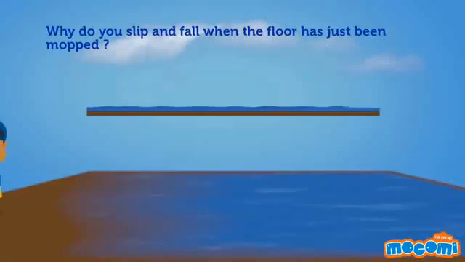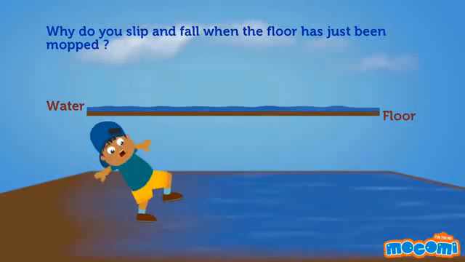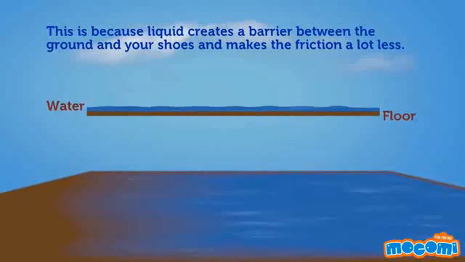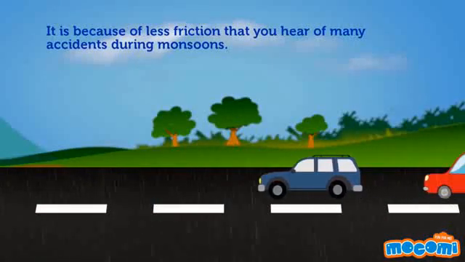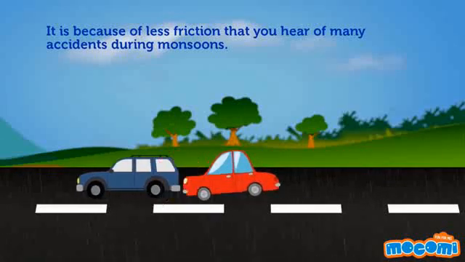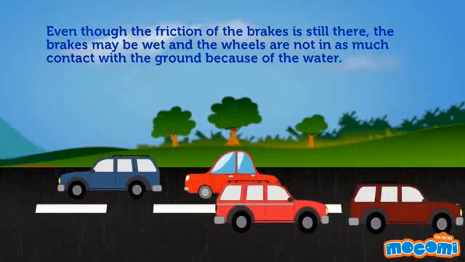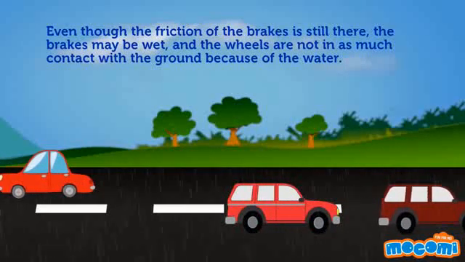Why do you slip and fall when the floor has just been mopped? This is because liquid creates a barrier between the ground and your shoes and makes the friction a lot less. It is because of less friction that you hear of many accidents during monsoons. Even though the friction of the brakes is still there, the brakes may be wet and the wheels are not in as much contact with the ground because of the water.